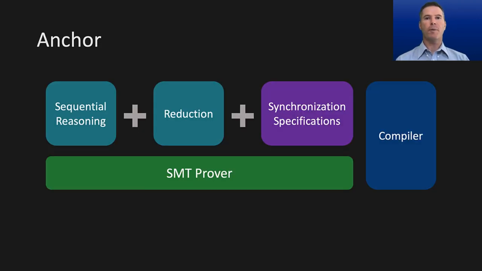As an overview, Anchor combines traditional techniques for sequential reasoning, such as weakest preconditions, with reduction to reason about thread interference, and a new kind of synchronization specifications that are concise, intuitive, and expressive. Anchor is based on automatic SMT solving and includes a compiler to generate executable code directly from verified Anchor source code.